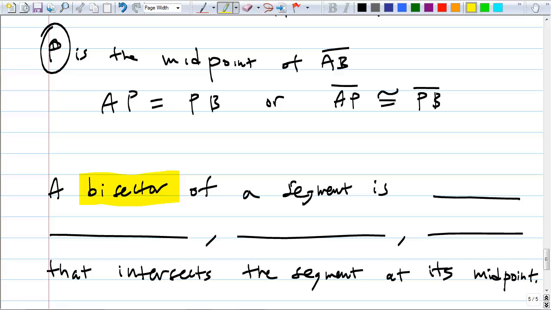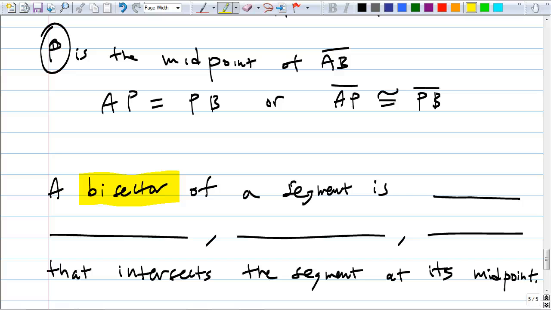How about Alvin? I don't think I've called you. Alvin, what do you think? Any idea? If I'm bisecting something? Yeah, so I'm going to bisect a segment, right? What do you think I'm doing then? I am making the segment into two equal pieces, right? So, can a bisector be a point? No, because if it's a point, it's a midpoint. So there's a special name for that one.